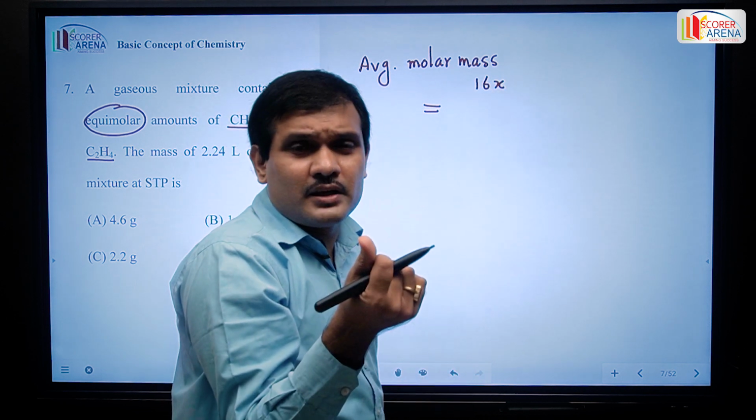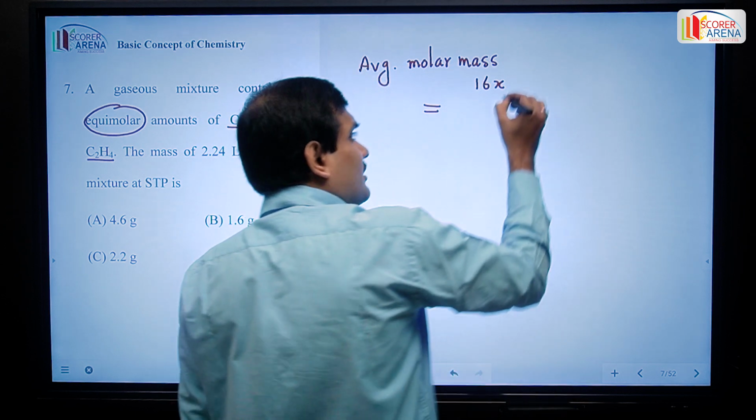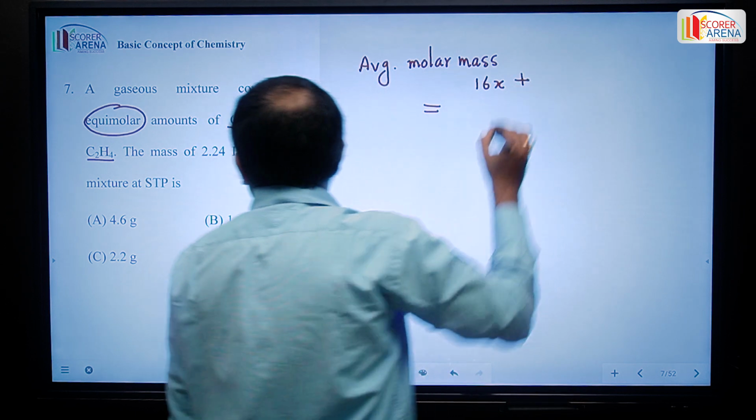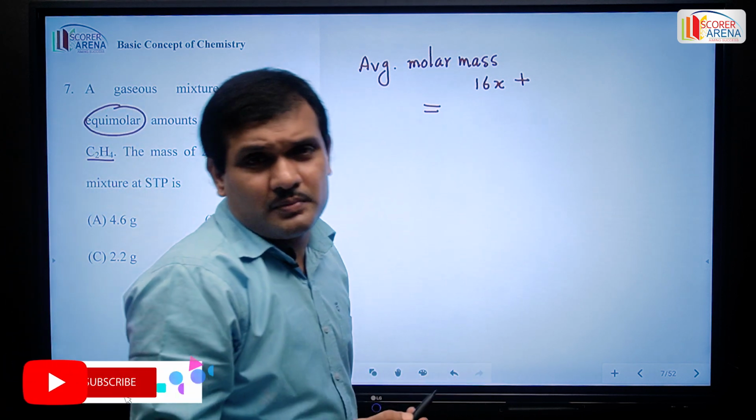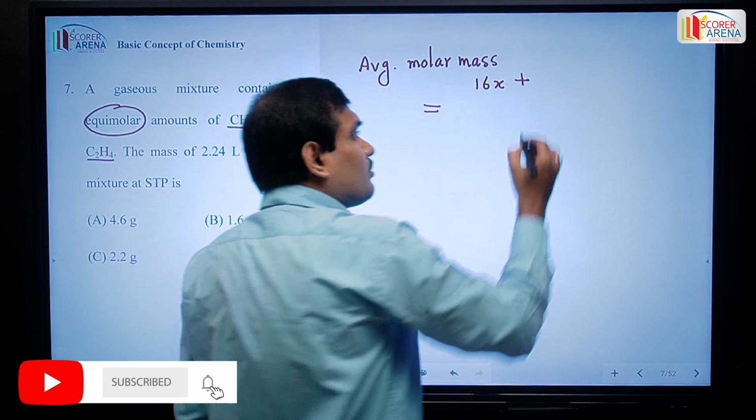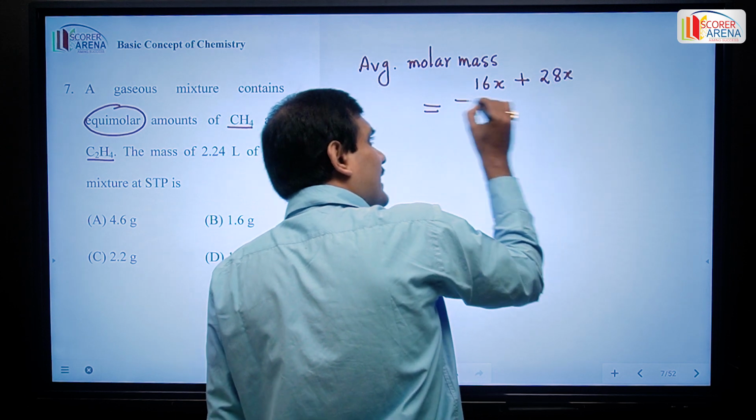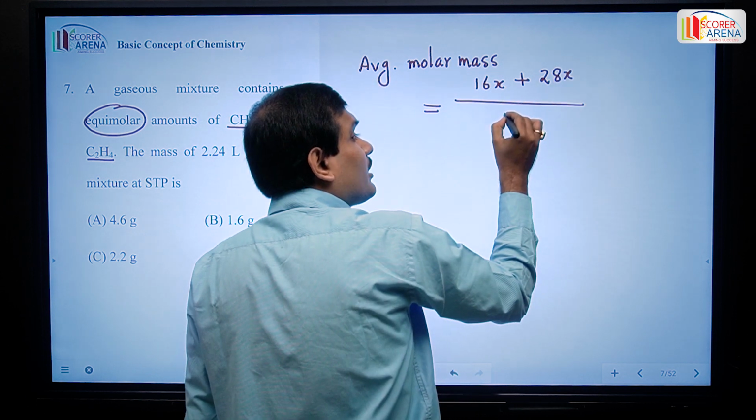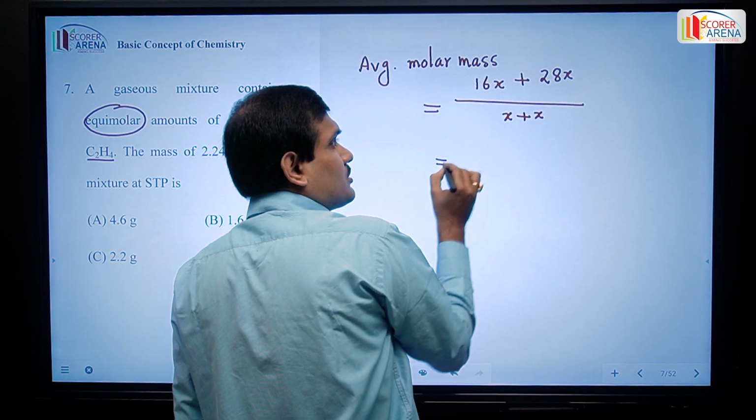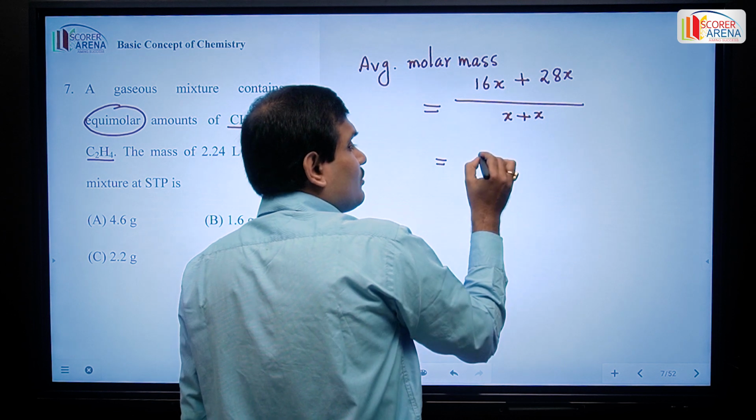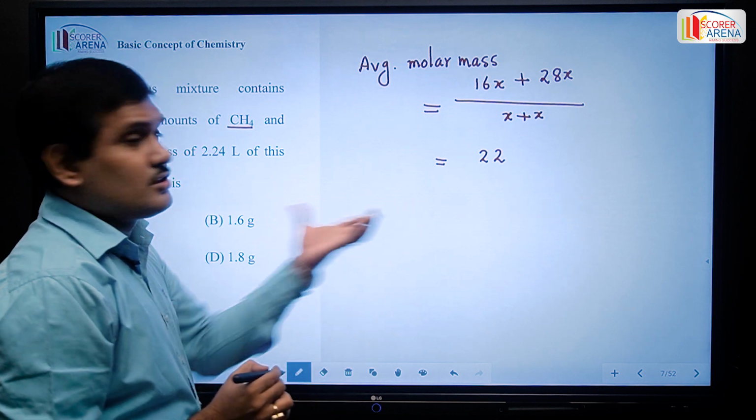So x mole methane means 16x grams, since 1 mole methane is 16 gram, methane has the molar mass 16. Plus it is C2H4 ethylene, which has the molar mass 28, so 28x, divided by the total moles, x plus x. So you can solve this question. It is definitely 22. So molar mass of the mixture is 22.